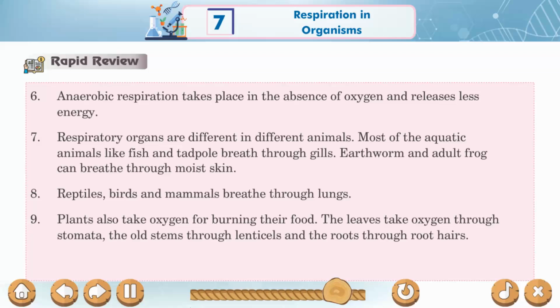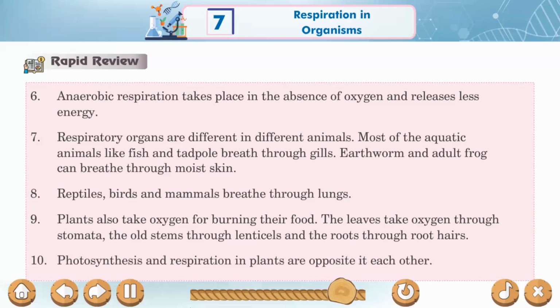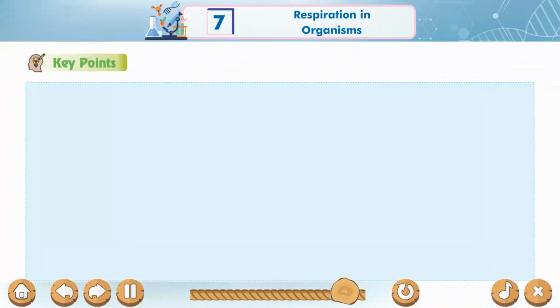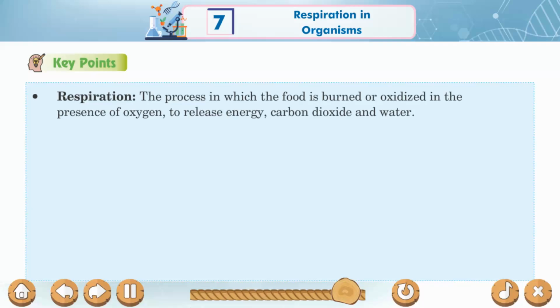9. Plants also take oxygen for burning their food. The leaves take oxygen through stomata, the old stems through lenticels, and the roots through root hairs. 10. Photosynthesis and respiration in plants are opposite to each other. Key points. Respiration, the process in which the food is burned or oxidized in the presence of oxygen to release energy, carbon dioxide and water.